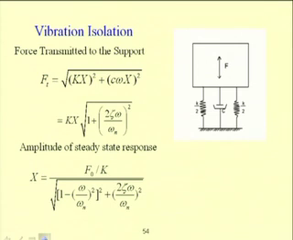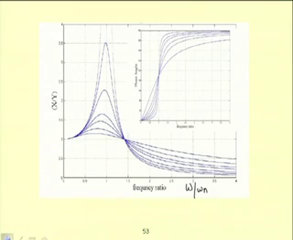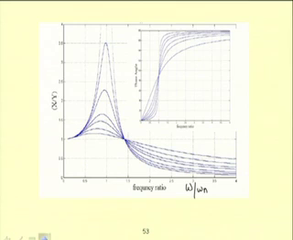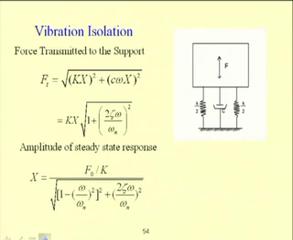In case of support motion, the support is giving a force or motion to the main system. Similarly, a force can be transmitted from a vibrating machine to the ground. That force transmitted to the ground can be isolated by using the principle of vibration isolation. If one calculates how much force is transmitted to the ground, this force is transmitted through the spring and damper.